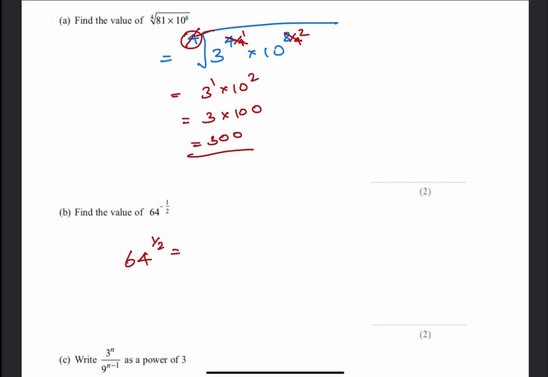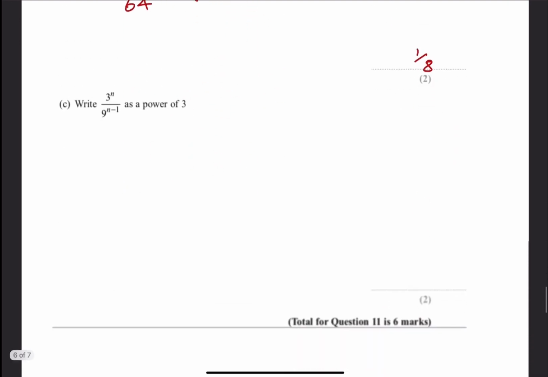64 to the power a half. To the power half means square root, remember. 64, you know that's 8. But if it's a negative power, you have to do the reciprocal of that. What's that? 1 over 8. So the answer is 1 over 8. And this one was 300. Yeah. Next one.